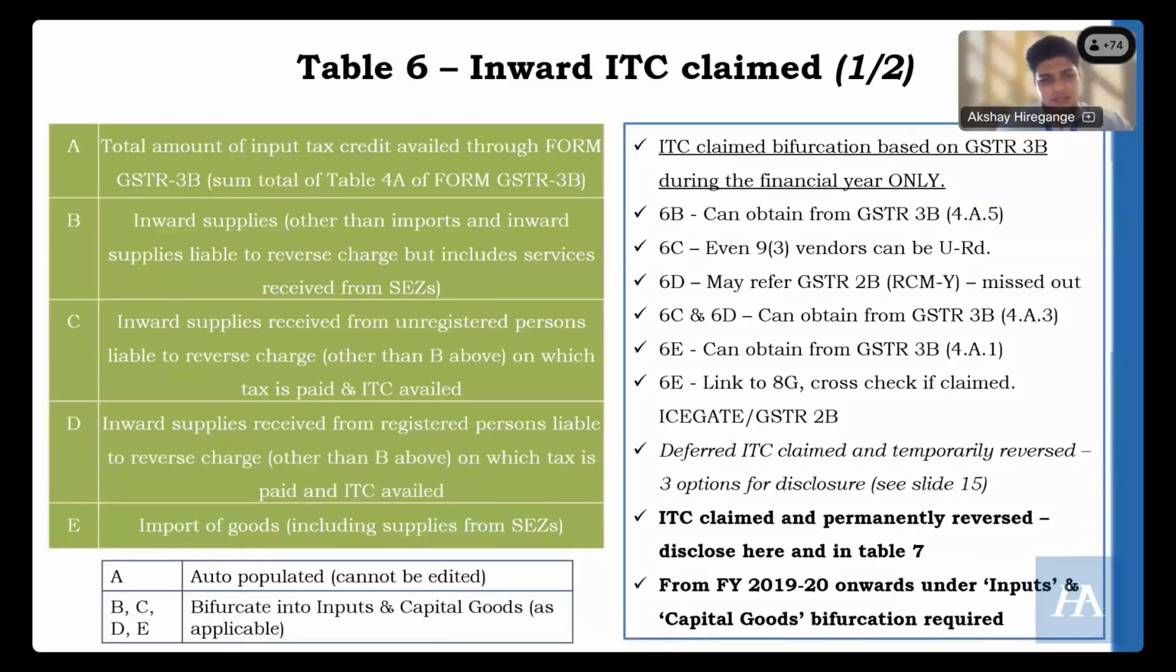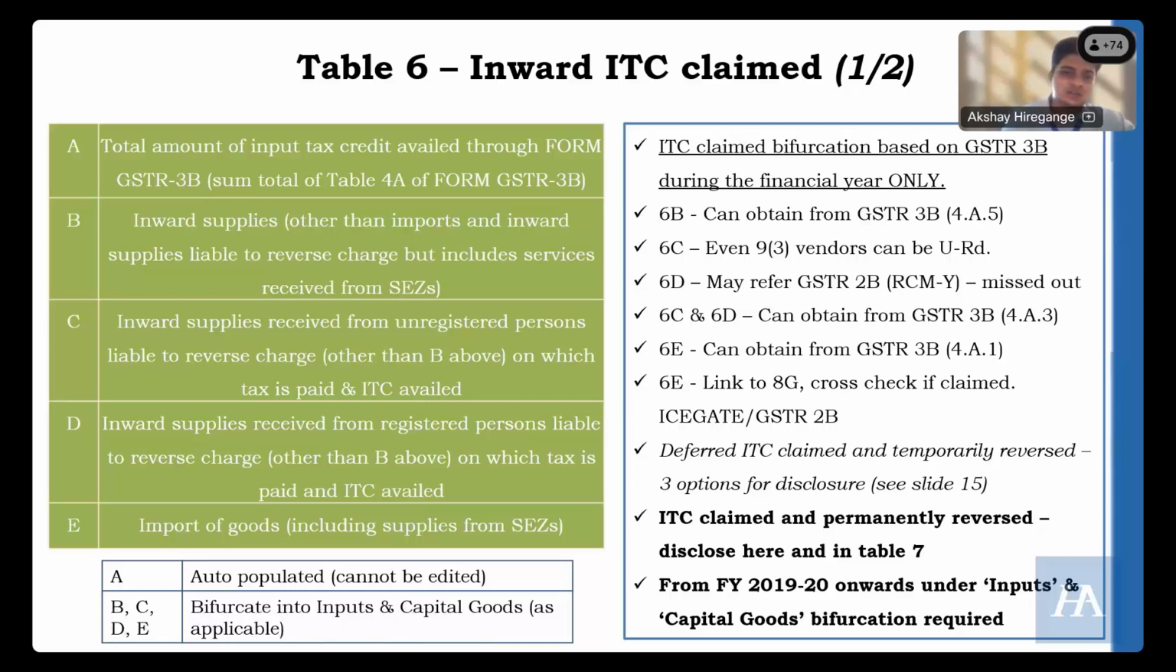Table 6 discloses our credits from table 4A of 3B. So this means that any credit where you have done it two times will reflect in 6A. That means once when I have claimed and done a temporary reversal, and second time when I reclaimed it, either I've reclaimed it as eligible credit or I've reclaimed it and then put it in permanent ineligible credit. In both the situations, it will arise twice in table 4A, and therefore in this table 6A of GSTR 9, this data will appear twice.